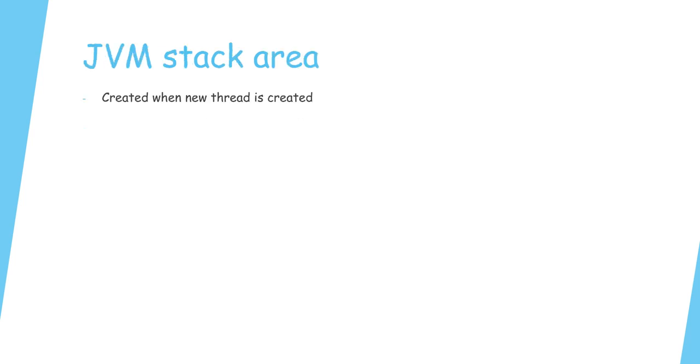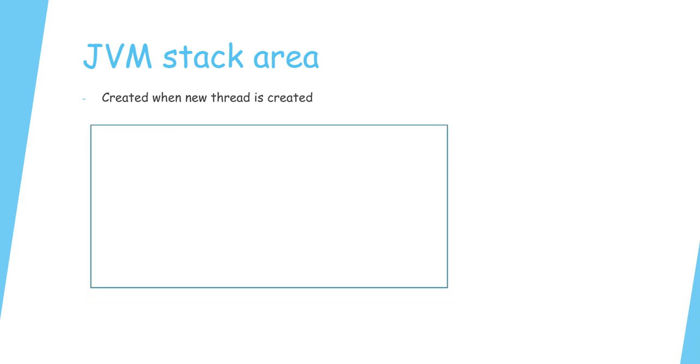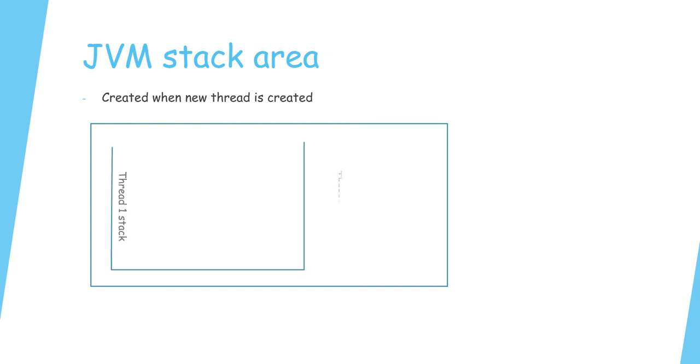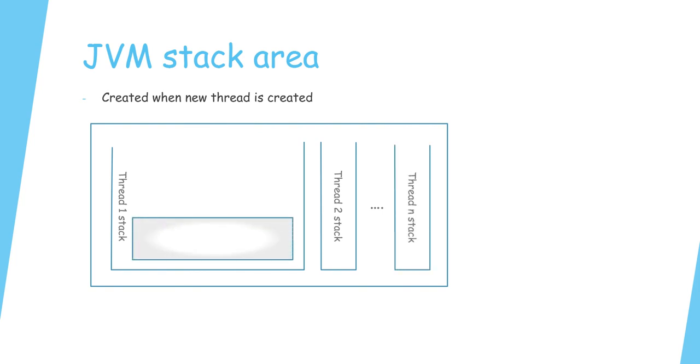Now let's look at the next runtime data area, which is the JVM stack area. When a new thread is launched, the Java virtual machine creates a new Java stack for the thread. The Java stack stores a thread state in discrete frames. The JVM only performs two operations directly on the Java stack: it pushes and pops the frames. The method that is currently being executed by a thread is the thread's current method. The stack frame for the current method is the current frame.